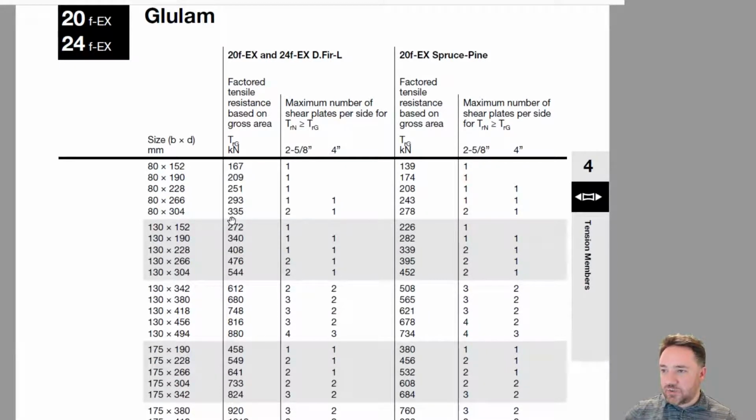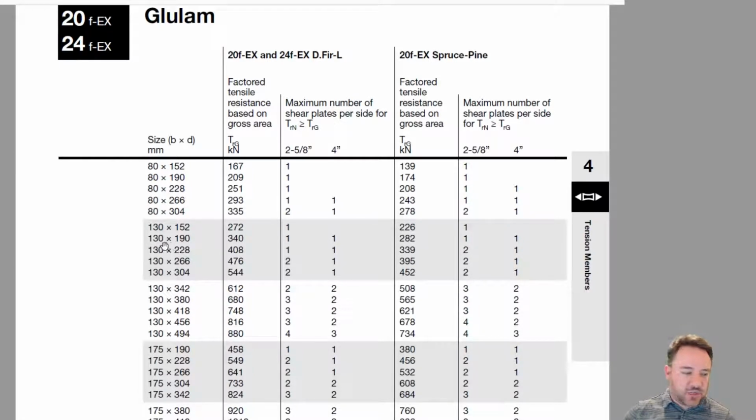You see, so here's one option is 335, which is greater than 314, and that's an 80 by 304. Here we have another option if we come down, 340, which is greater than 314, which is a 130 by 190. So this is really a design decision, which one of these I would like to go with. One that's kind of more rectangular or one that's more square.